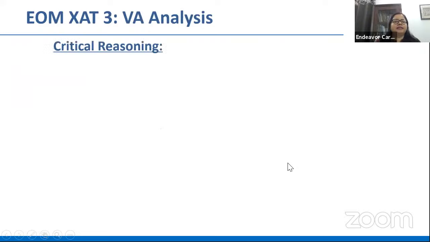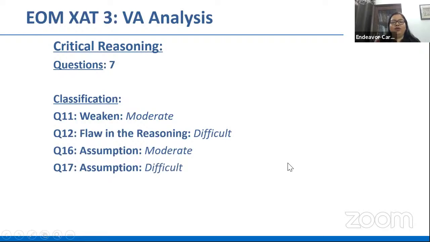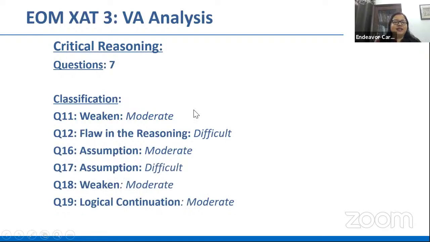Okay. Next, critical reasoning. Now, since you had 7 questions, it was a lot of ground to cover, correct? So weaken, by now you are accustomed to it, and I always maintain that if you have learned the structure of weaken, you understand how weakening questions are to be approached. There is nothing difficult about weakening questions, right? So question 11 as well as question 18, both of which are weakening questions, were moderate.